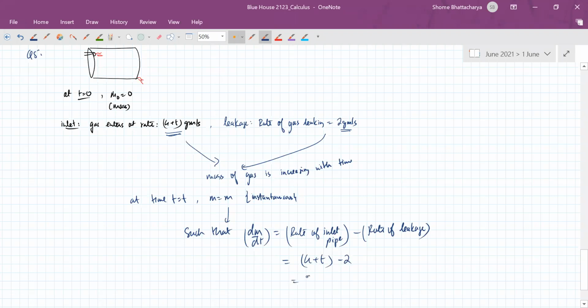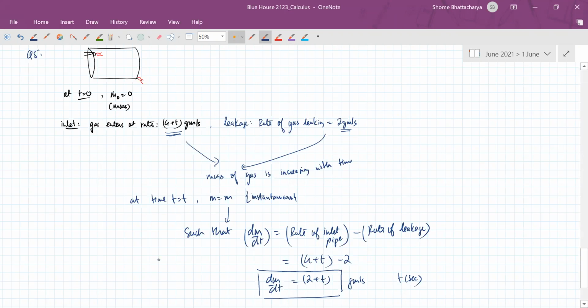So the net rate is becoming 2 plus t. This is the net rate of change of mass of gas in the tank. So this is in grams per second, where t is in seconds. So now you can see that initially at t equal to 0, mass is rising at the rate of 2 grams per second. But after that, the rate also increases. By the time it's 1 second, it's become 3 grams per second. By the time it's 10 seconds, it's become 12 grams per second. By the time it's 1 minute, it would have become 60 plus 2 or 62 grams per second, like that.